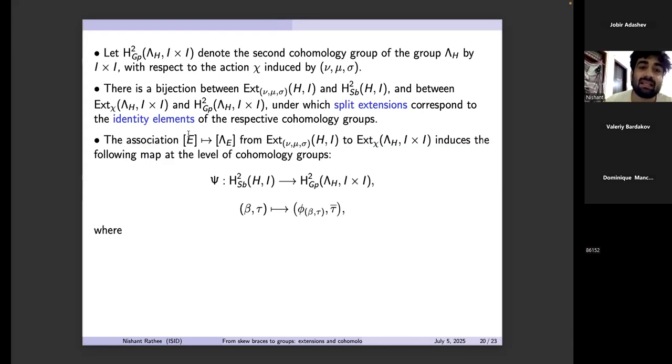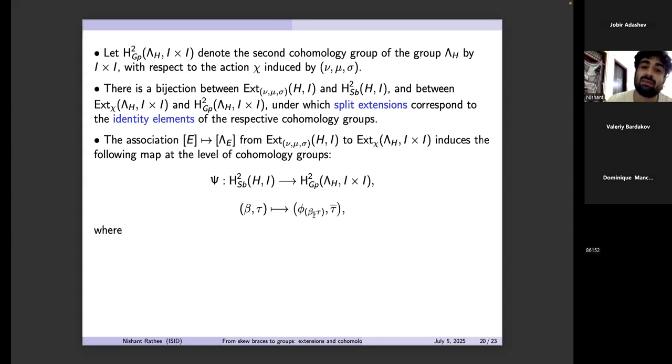Now we have seen that we have an association E going to the equivalence class of E, going to the equivalence class of lambda E, at the level of extensions, from the extension of skew braces to the extension of lambda groups. We know that there is a bijection between the extension and the second cohomology group. So we can induce this association at the level of the cohomology group of skew braces to the cohomology group of lambda groups.